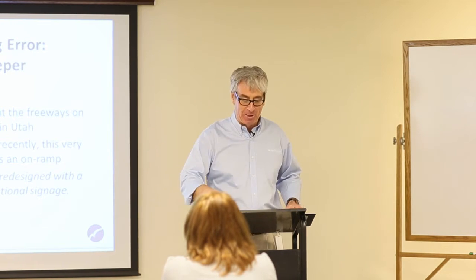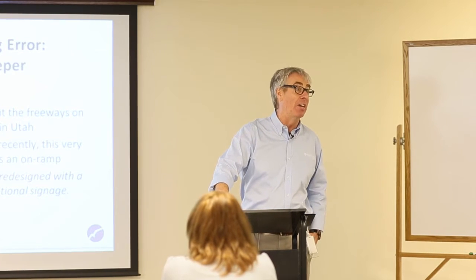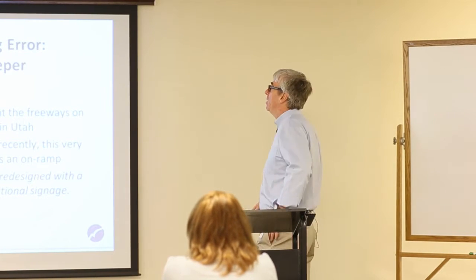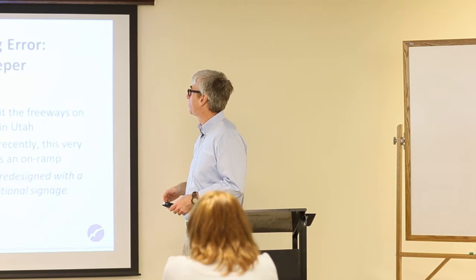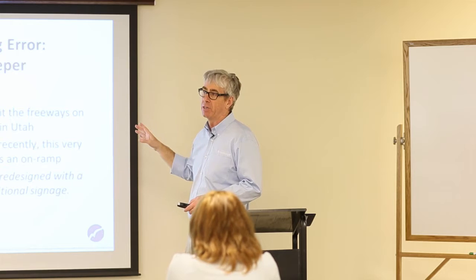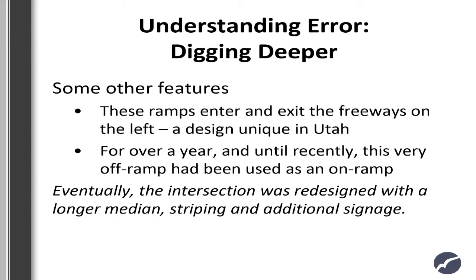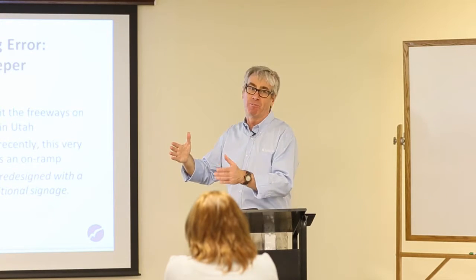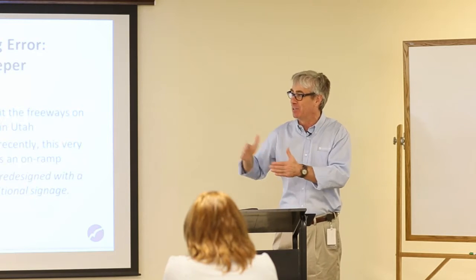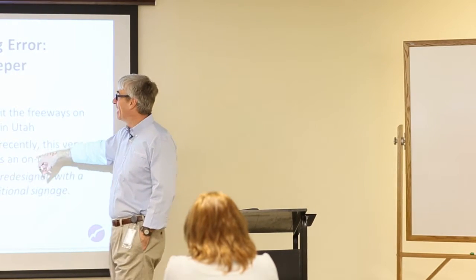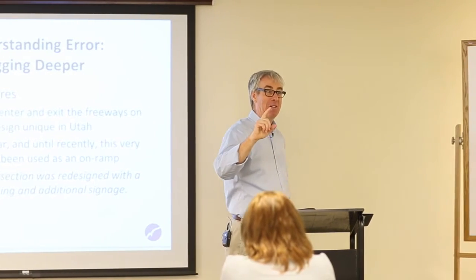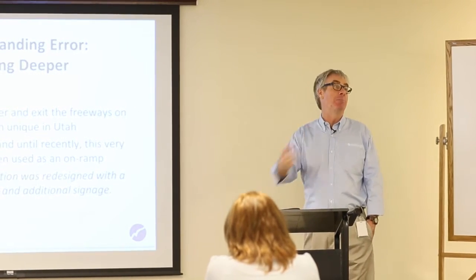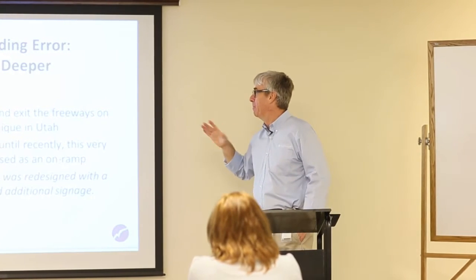Okay. All right. So let's take a deeper look. If it's a design flaw, we should be able to find some design features that explain it. Right? This particular intersection or interchange is unique in Utah. The ramps enter and exit on the left side. There's no other place in Utah where that's the case. Now, here's what I think is more important. For over a year and until just very recently, you know how when they're building a freeway, they use the lanes in funny ways? They'd been using the off-ramp as an on-ramp. For over a year, they trained people to go up this thing, right?